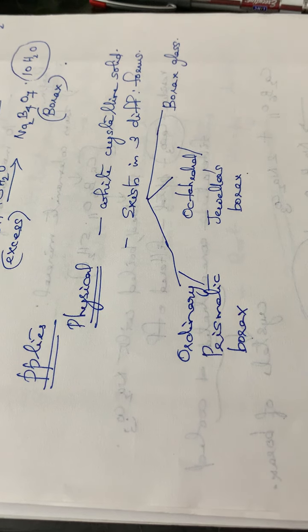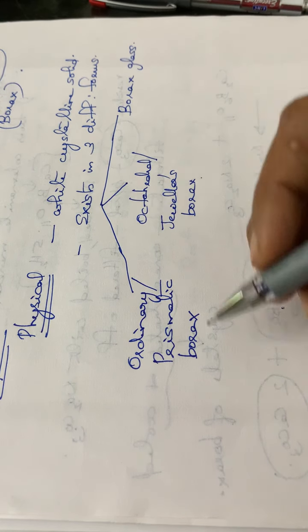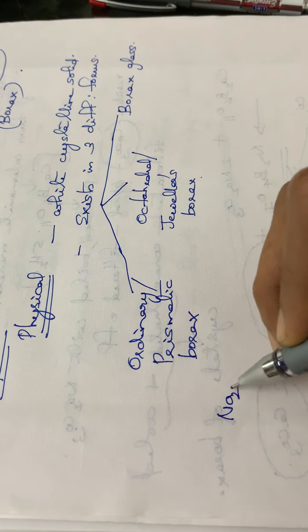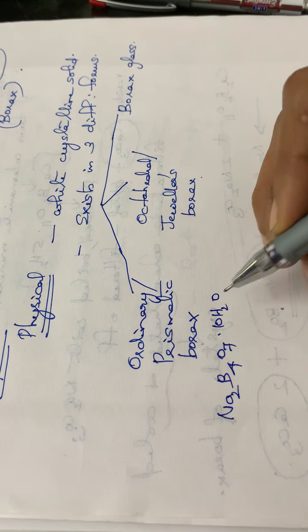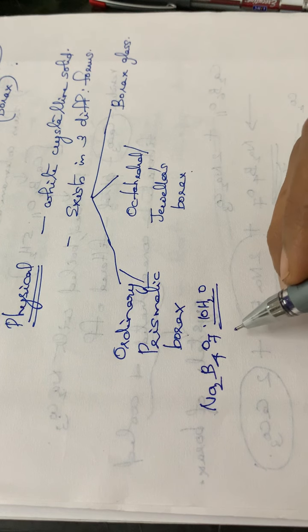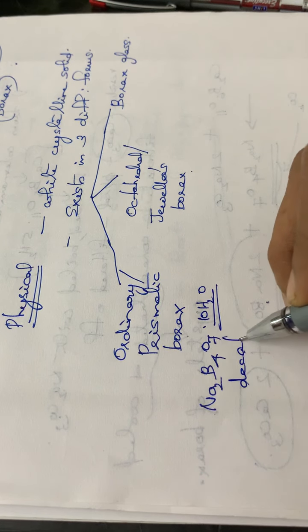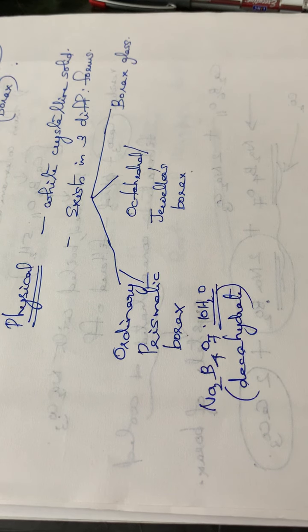Then again you have to go through the formulas also. For ordinary or prismatic borax, we had seen the formula, that is Na2B4O7.10H2O. Here it has got 10 molecules of water of crystallization. So it is a decahydrate. Deca denotes 10, isn't it?